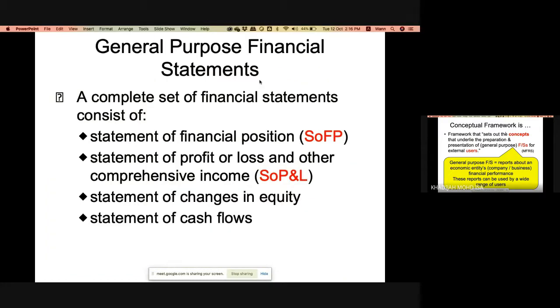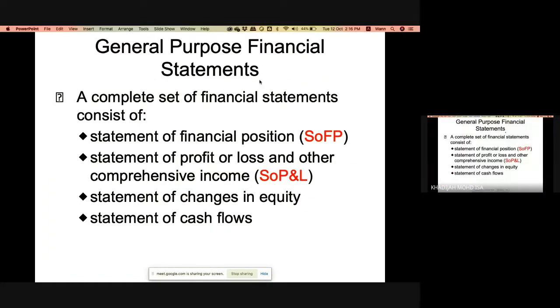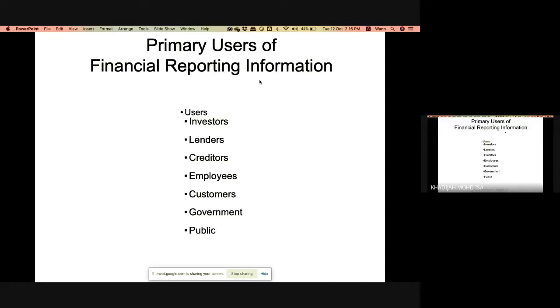So what is the general purpose? Number one, a complete set of general purpose financial statements has these four statements. Remember, we talked about the statement of financial position, the SOPL, the statement of changes in equity, and the statement of cash flow. So we have four types of financial statements. So who are the users? We know the users are investors. Remember, those who invest money in your business: the shareholders, and lenders, for example bankers, and creditors.